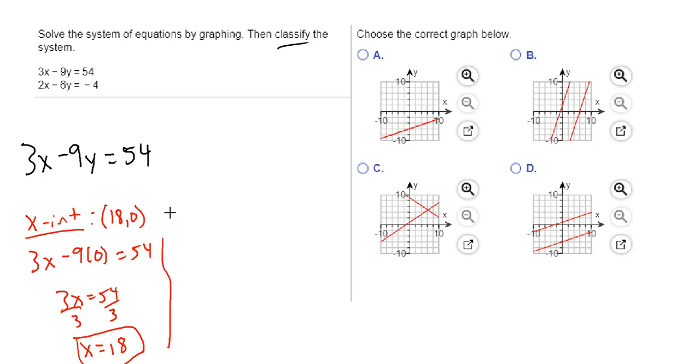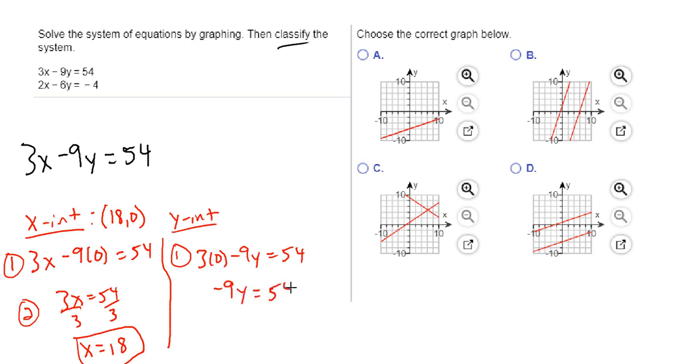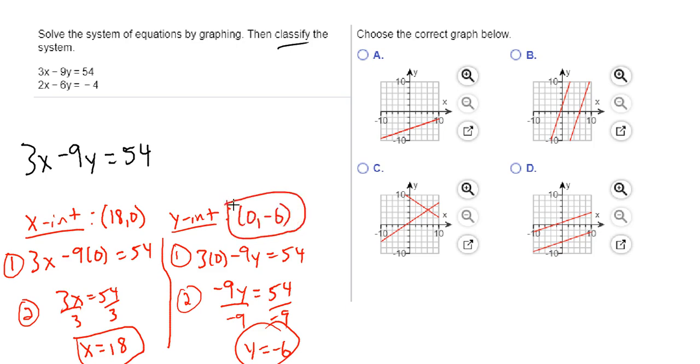Let's see if the y-intercept is more helpful. I guess I should number these steps. It's step 1, step 2. Step 1 here is to plug in 0 for x. So we'll get 3 times 0 minus 9y equals 54. We get negative 9y equals 54. So this is step 2. Solve it for y. Divide by negative 9 on both sides. We get y is equal to negative 6. So we get 0, negative 6 as the second point for this equation.